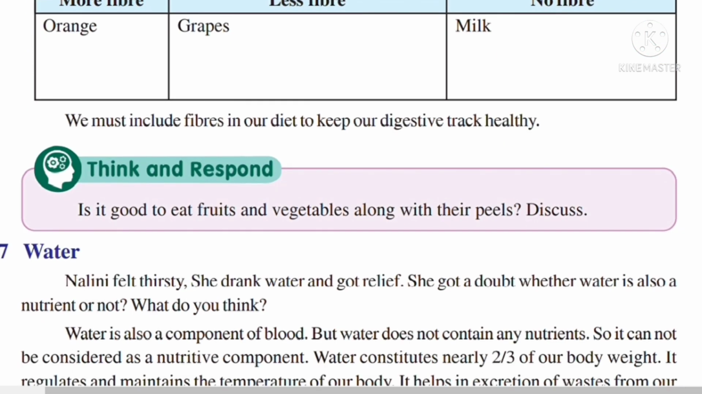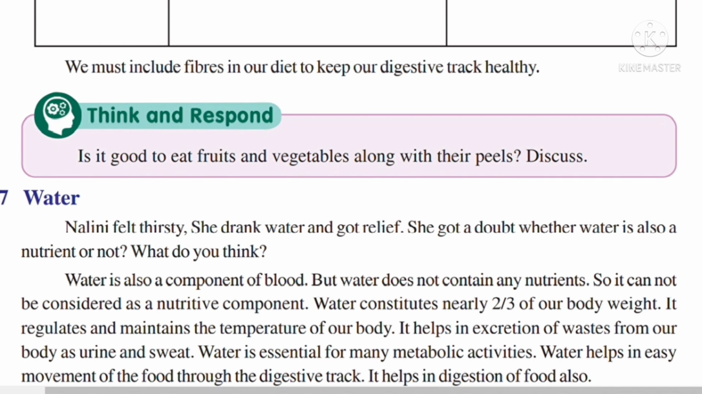So think and respond. Is it good to eat fruits and vegetables along with their peels? Yes, it is very important because the peels contain more dietary fiber compared to the inner side of the fruit. So if it is edible, you can eat it. It is very good for your health and to prevent constipation, and it helps in free bowel movement.